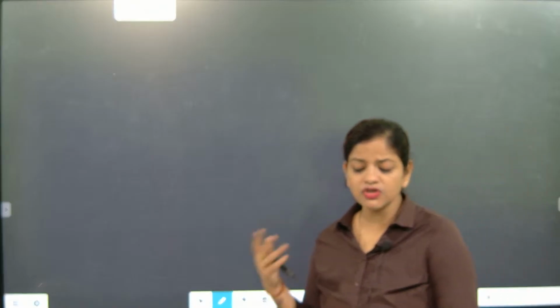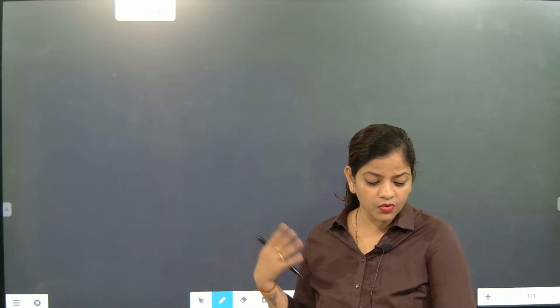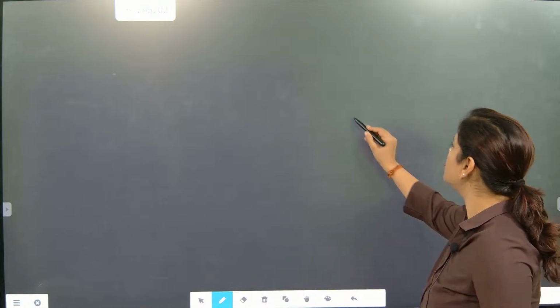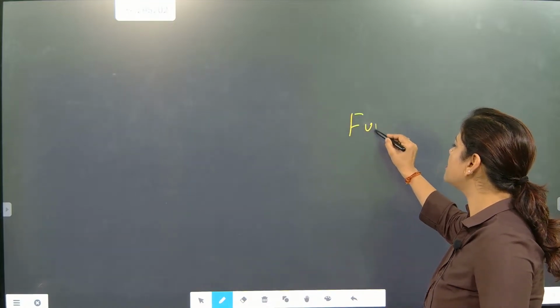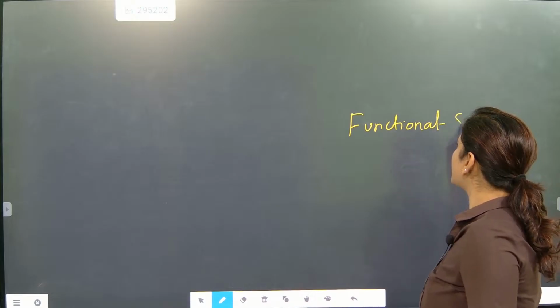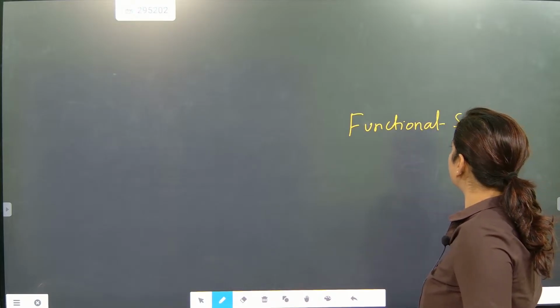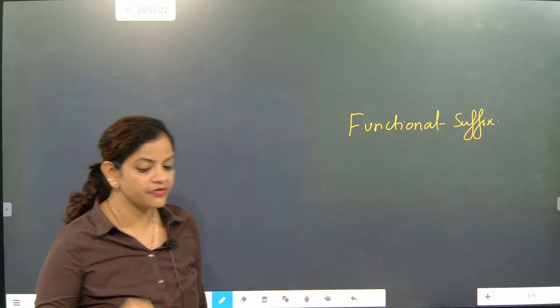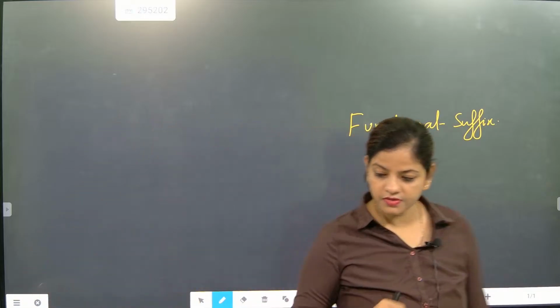Understood? So now let's check this out. The presence of a functional group is shown by adding a suffix. Whenever you need to show the presence of a functional group, you exactly add a suffix. Note down: functional group means adding a suffix.